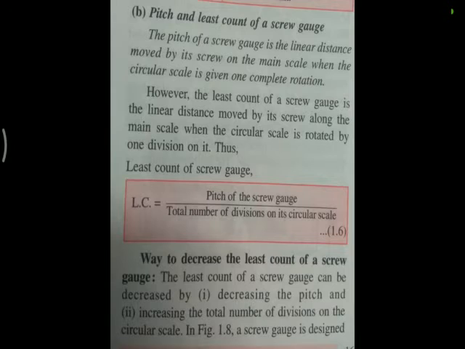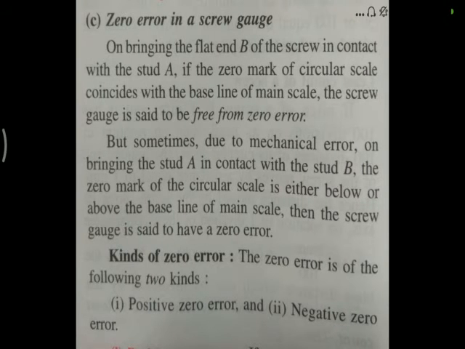Now whenever we are using instruments, these being machines, obviously sources of errors are also there. So in the case of screw gauge, again there are some errors. Whether a particular screw gauge has an error or not is decided by bringing stud A and B of the screw in contact. See, without putting an object in between them, just move the ratchet and then what will happen?